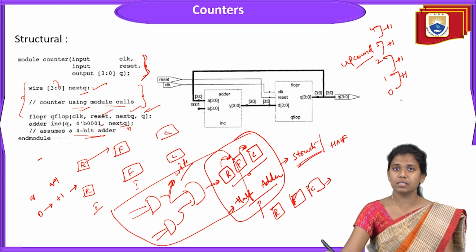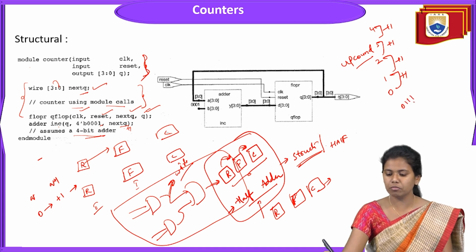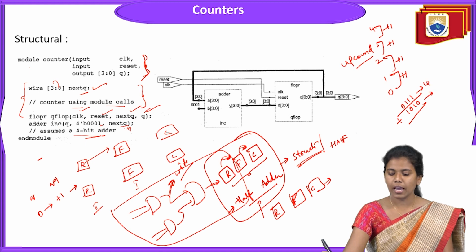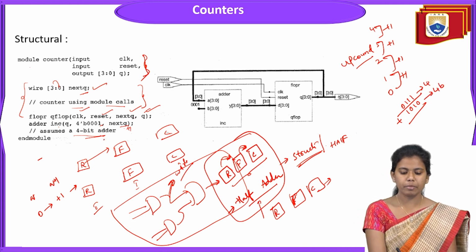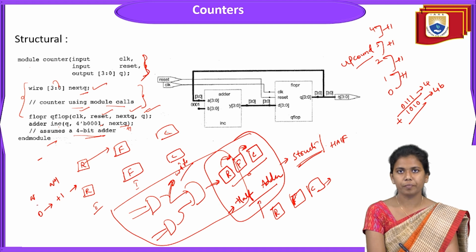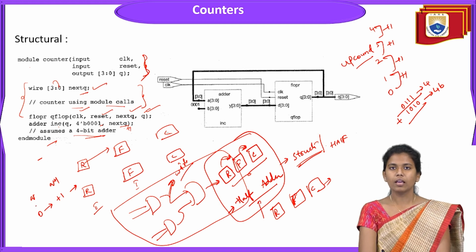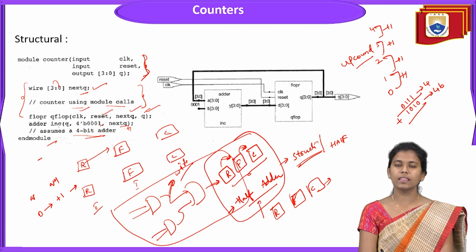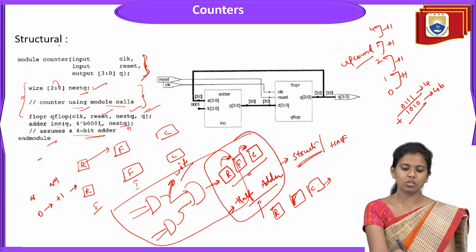That means I must add the 4 bits, 0, 1, 1, 1, 1, 0, 1, 0. So here I have to add 4 bits, and here also I have to add the 4 bits. Okay, this is about the 4 bits, and then finally we are terminating the syntax with the end module. Okay, this is about the counters, the designing of the counters in the structural model.